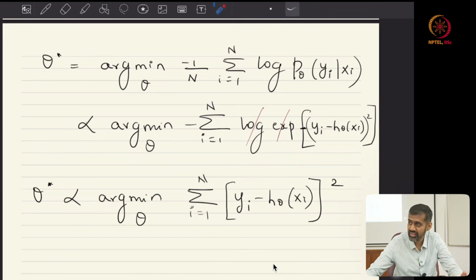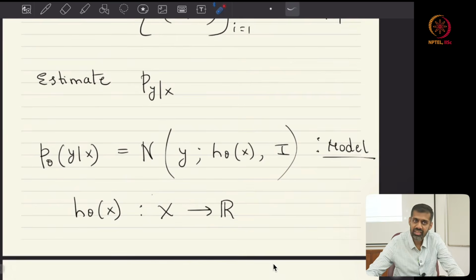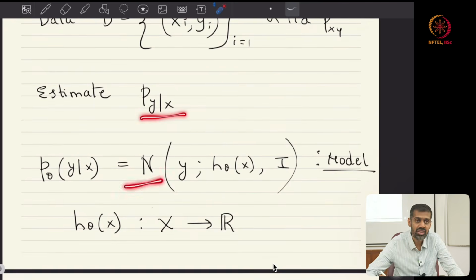And we will show in the next class that you can deterministically write this and say that this is the loss function. So the minimum least squared estimate is an ML estimator, maximum likelihood estimator, under the assumption that the underlying conditional density is Gaussian with the mean given canonically with the hypothesis h theta of x. That is the statement.